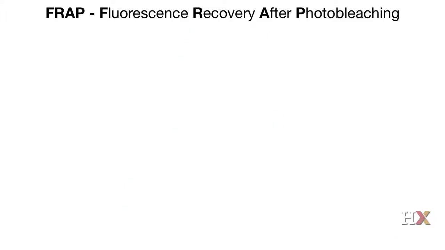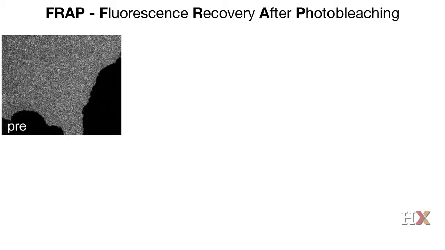We can use an experimental approach called FRAP, or Fluorescence Recovery After Photobleaching. This is a relatively simple experiment. The first step is to label the surface of the membrane with fluorescent molecules. So for example, you can label all the lipids at the surface of the membrane.